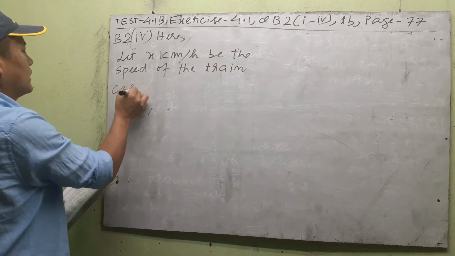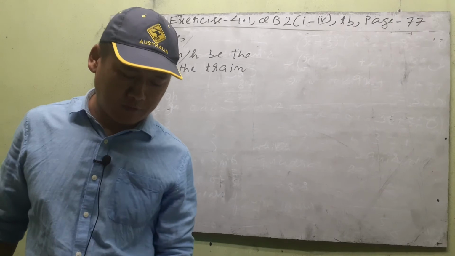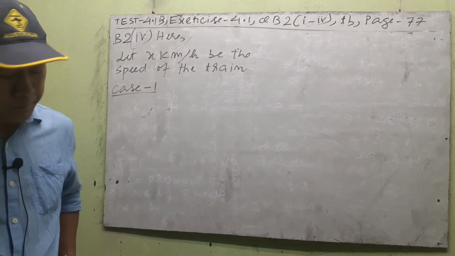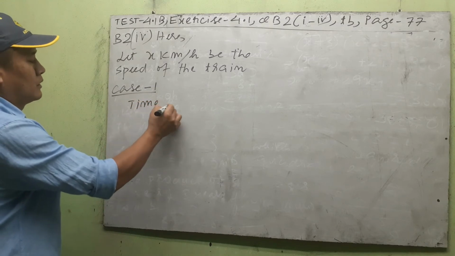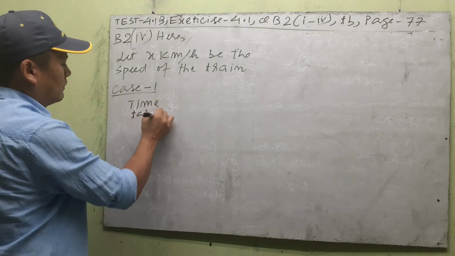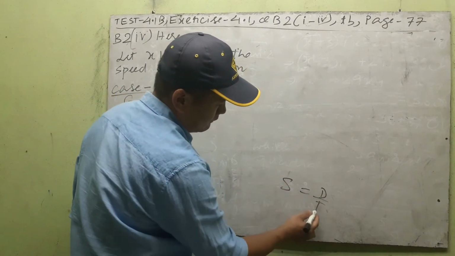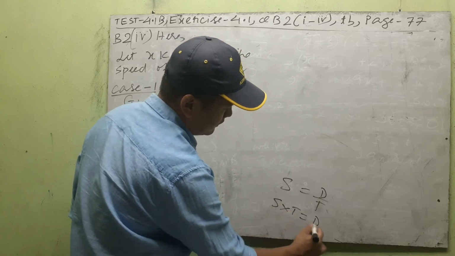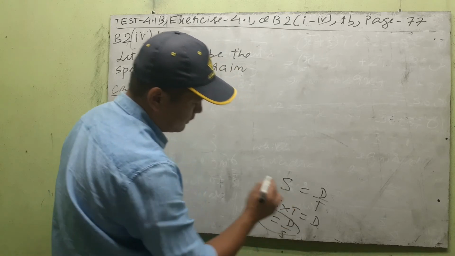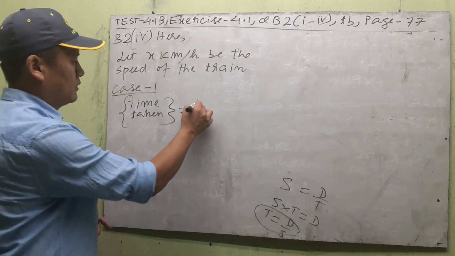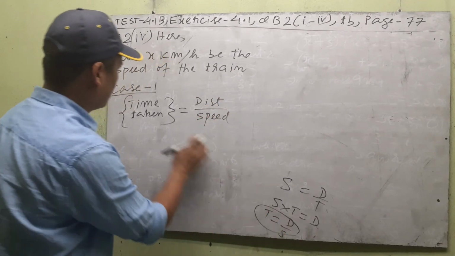There are two cases here. Case 1. In case 1, it travels 480 km. Time taken in case 1: we know the speed is equal to distance by time. If you shift this, speed into time is equal to distance. So the time formula is distance by speed. Time is equal to distance by speed.